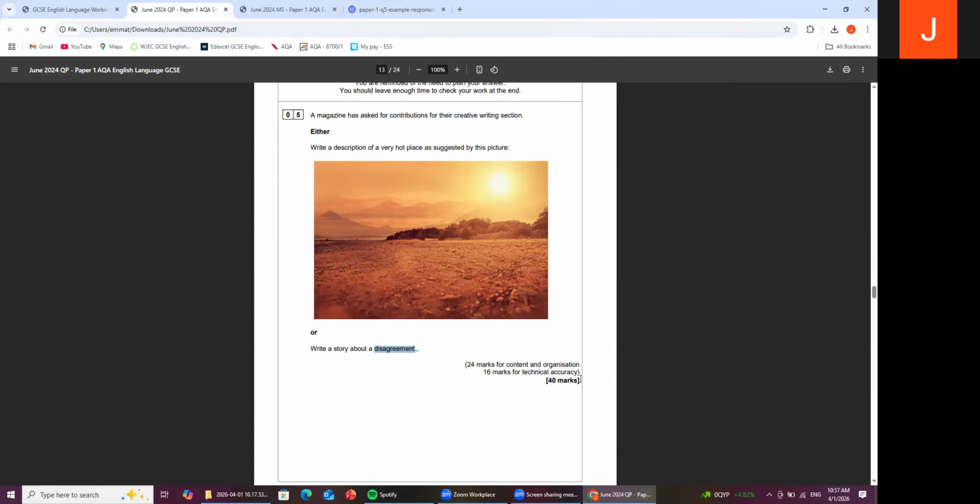I'll go through the mark criteria in a second, but as you will undoubtedly know, it's 40 marks, so between 40 and 45 minutes. 24 marks are awarded for your content and organisation, and 16 marks are awarded for your technical accuracy. So that is your spelling, your punctuation, your grammar, and so on. So you've got two options, but you can only pick one. You either do a description or you do a narrative.